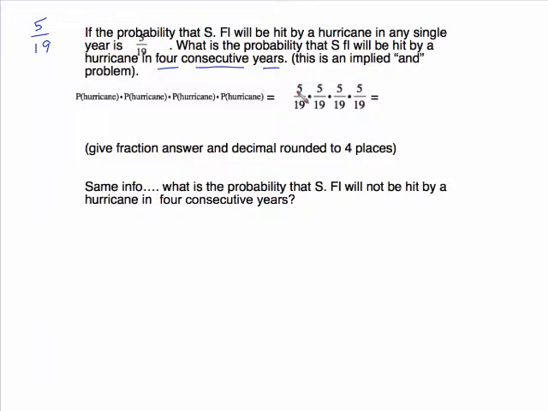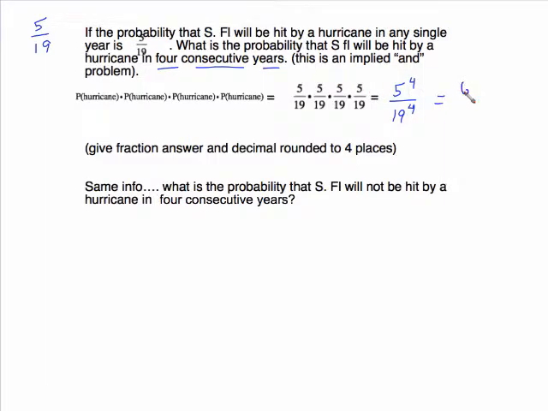So the probability that we will get a hurricane in any single year is 5/19. So it's 5/19 for the first year, for the second year, for the third year, for the fourth year, which is going to give me 5 to the 4th over 19 to the 4th. Now, do you have to write that out? No, it just depends on how you want to work your calculator. I think it's easier to enter on my calculator 5 to the 4th power than to have to type in 5 times 5 times 5 times 5.